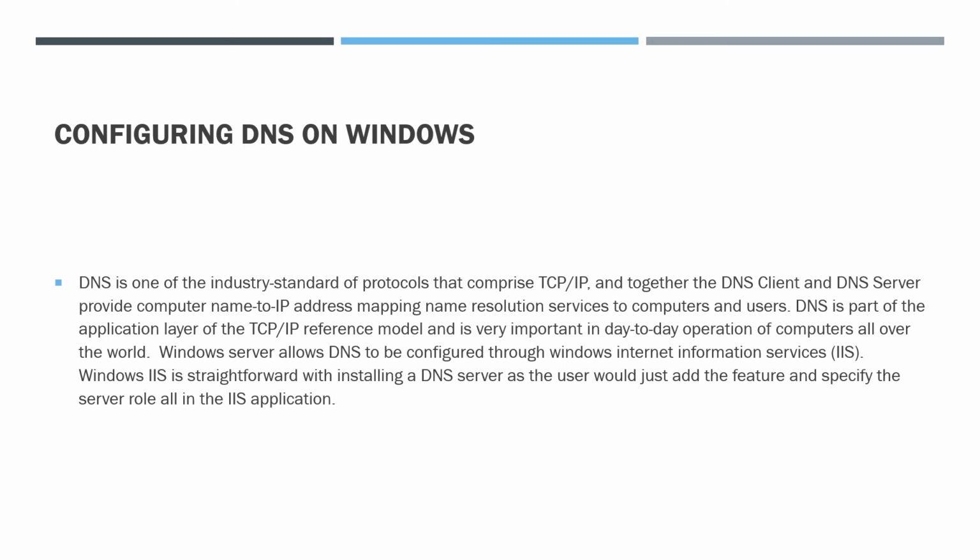So Windows Server allows DNS to be configured through the Windows Internet Information Services, which is the IIS. And Windows IIS is pretty straightforward when it comes to installing a DNS server, as the user would just have to add the feature and specify the server roles, all within the IIS application.